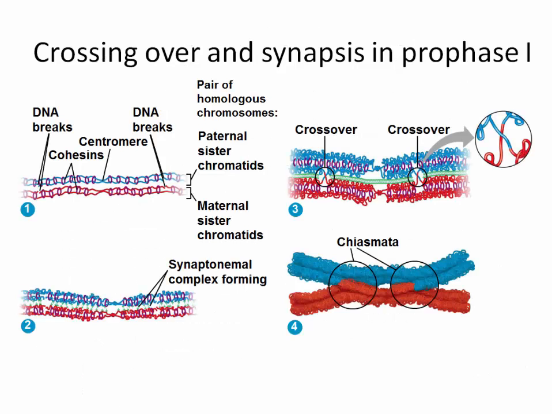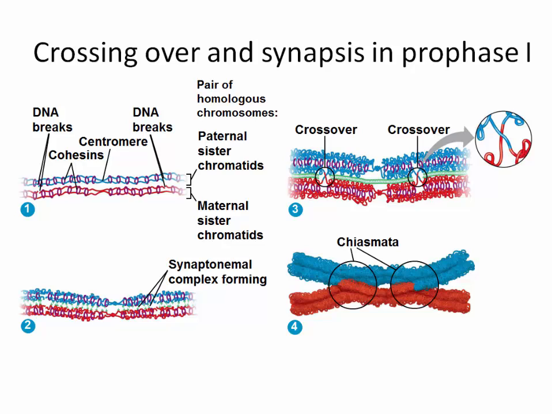Here's a picture of what actually is happening. If you look at the left-hand side, let's start from there. Picture number 1. So first, the DNA is going to break. The cohesins are there. The centromere is there. And then there are DNA breaks again. What you see is 2 strands of DNA, and they're parental sister chromatids, and they're a pair of homologous chromosomes.